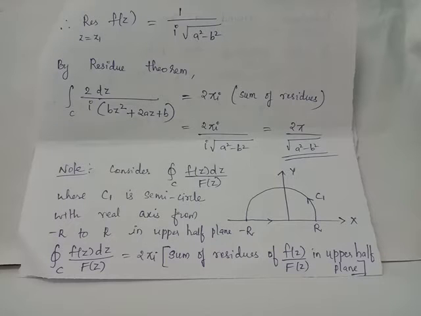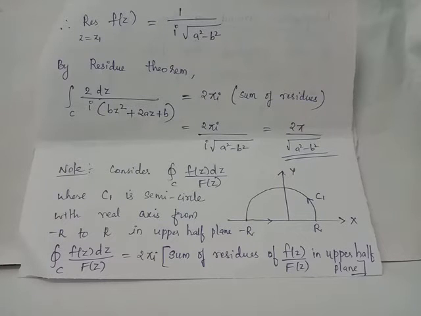Integral over C of f(z) dz upon F(z), where C is the semicircle in the upper half plane. We have range of variation in the real axis given by negative R to positive R, and we have integral over C of f(z) dz upon F(z) equals 2 pi i times the sum of residues of the function f(z) upon F(z) lying in the upper half plane.